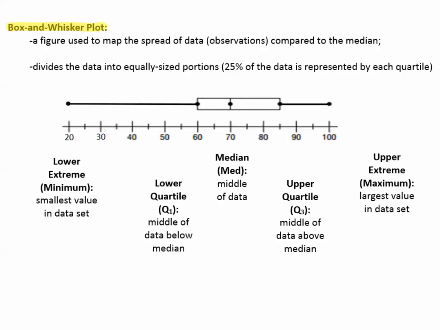Box and whisker plot. A box and whisker plot is a figure, that means a picture, used to map the spread of data or observations compared to the median. Spread means how far apart the observations are. It divides the data into equally sized portions.